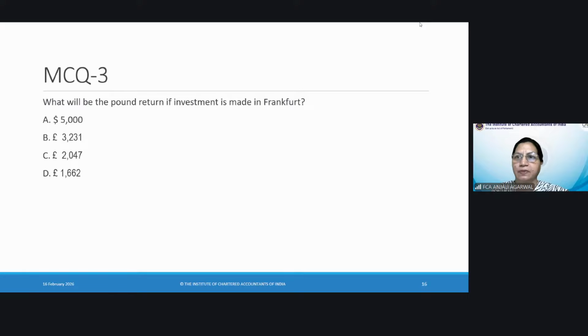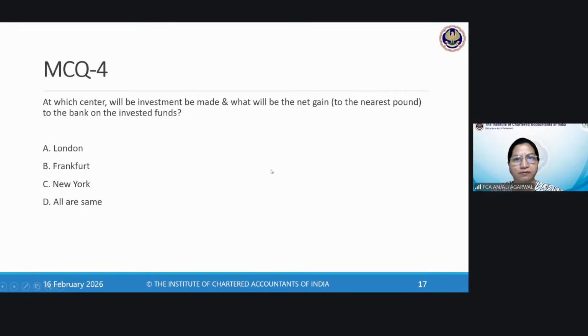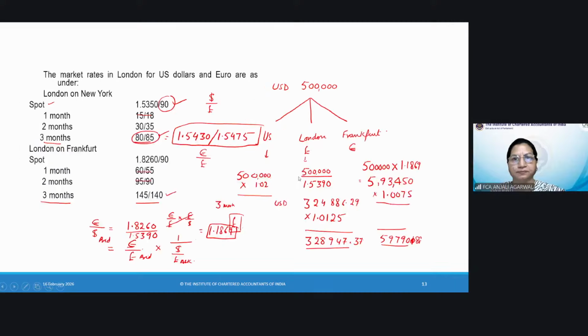Okay. The third option, if you make the investment in Frankfurt. What is happening when you are making the investment in Frankfurt? First, you convert your dollars into euros. You get 593,450, and then you get an interest on this. So you end up getting 597,901.